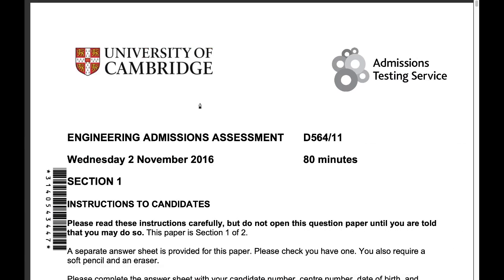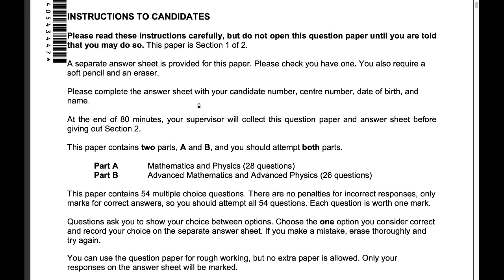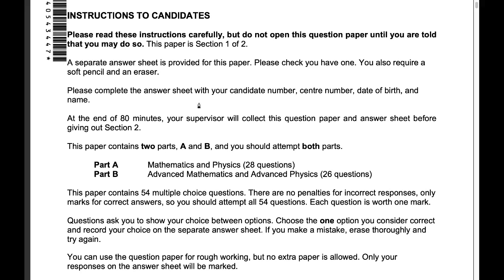Okay, today I'm going to be solving the Cambridge University Engineering Admissions Assessment. This is an hour and 20-minute paper. It's multiple choice. It's made up of two parts, Part A and Part B. Part B is a bit harder than Part A, but there's not really a lot in it.